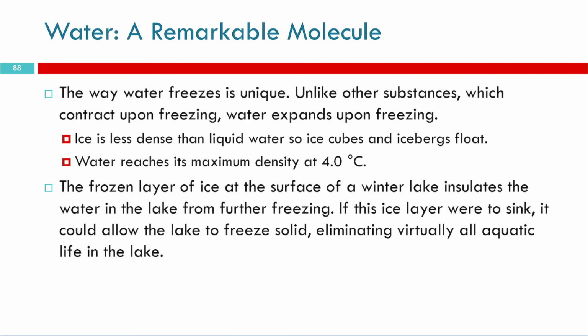So the frozen layer of ice at the surface of a winter lake actually insulates the water in the lake underneath from further freezing. If that ice were to sink, then it would allow the lake to freeze solid, and that would basically kill all aquatic life in these lakes that could freeze.